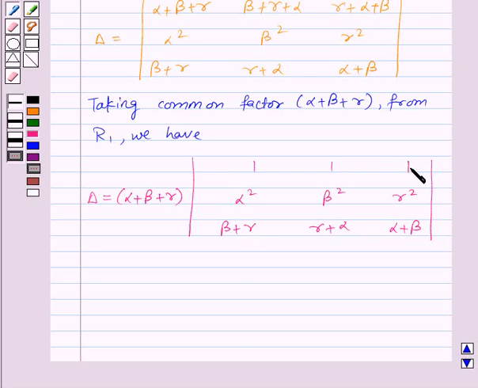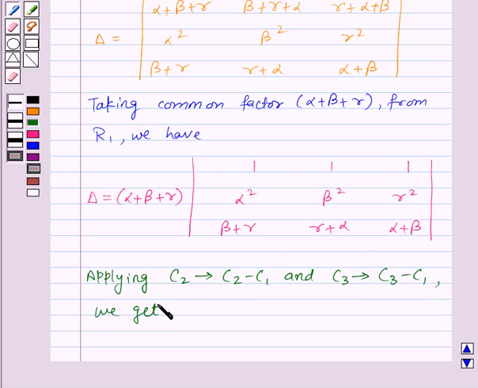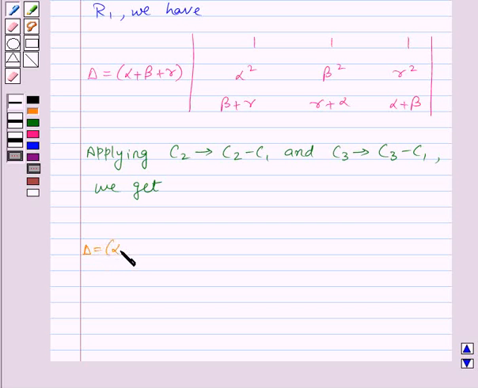Now all the elements in first row are 1. So applying C2 changes to C2 minus C1 and C3 changes to C3 minus C1, we get delta is equal to alpha plus beta plus gamma into the determinant of order 3 by 3 with elements. Here, the elements of C1 will be as it is, that is 1, alpha square, beta plus gamma. Now, C2 changes to C2 minus C1. So, the elements of C2 will be 1 minus 1, that is 0, beta square minus alpha square, gamma plus alpha minus beta minus gamma.